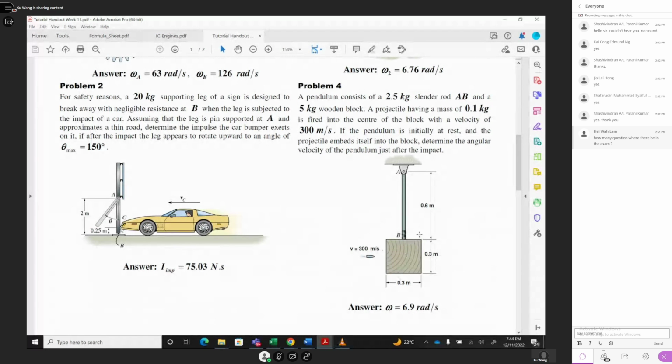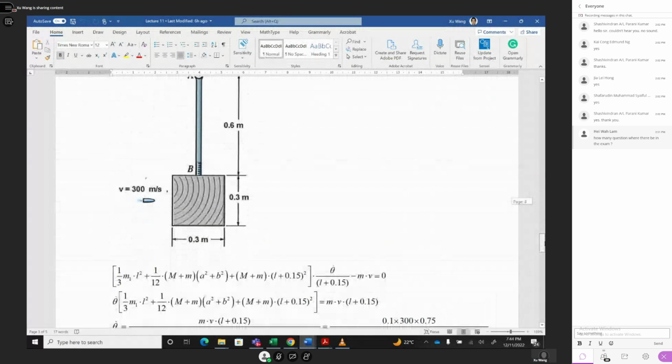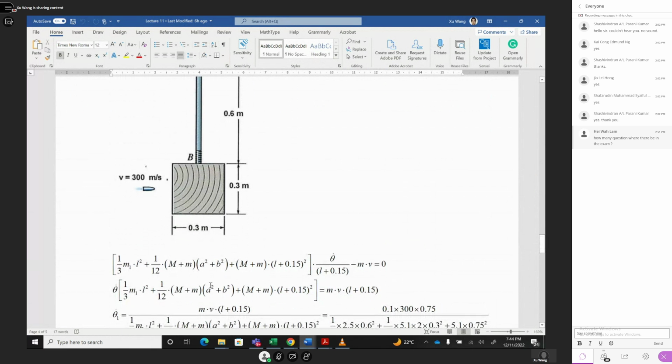Okay, how can you solve this one? We come here. First of all, you get the bullet's mv, multiplied by this distance, which is 0.6 plus half of 0.3. This is the arm from here, plus half of here, which is 0.75. So this angular momentum should be equal to the angular momentum after impact: I multiplied by omega, right? Theta dot is omega.